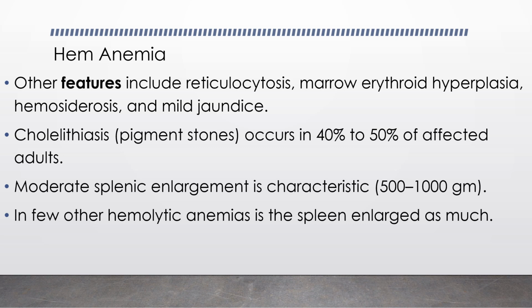Other clinical features: reticulocytosis, hyperplasia, hemosiderosis, jaundice, mild. Cholelithiasis is seen in 40 to 50% of adults too, although it is common otherwise too. Mostly doesn't get symptoms right away. Splenic enlargement. In some hemolytic anemias, spleen may be enlarged, but it is not enlarged as much as in hereditary spherocytosis.